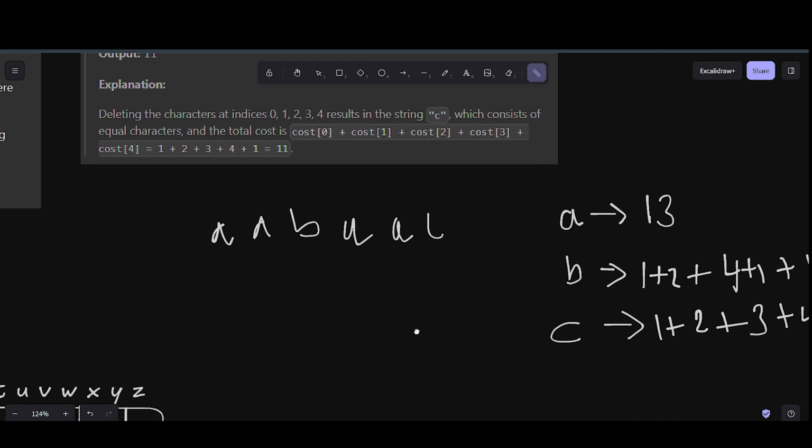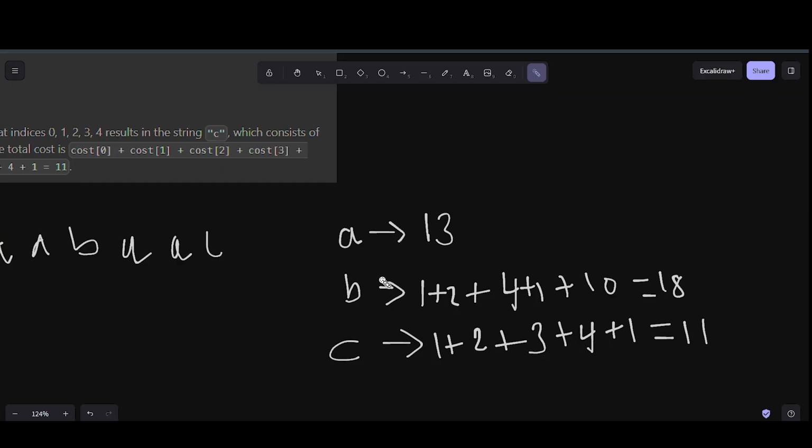So let's see how we're going to do this. You can clearly see we have to map. If we want to keep A, how much cost do we have to pay? 13. If we want to keep B, how much cost do we have to pay? 18. If we want to keep C, we have to pay 11. So how do we calculate this?